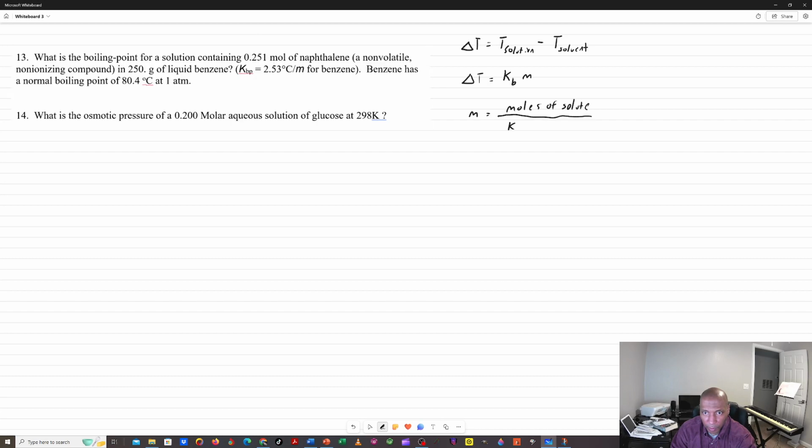per kilogram of solvent. Okay, so we're going to use the moles of naphthalene, which is my solute, and the kilograms of benzene. They gave us grams, so 250 grams is 0.250 kilograms. I can find my molality. Then I'm going to put the molality in this equation, along with the molar boiling point elevation constant, which they gave us right here, and find delta T. Then I'm going to put delta T in this equation, along with the boiling point of pure benzene, which is 80.4, and solve for T solution.